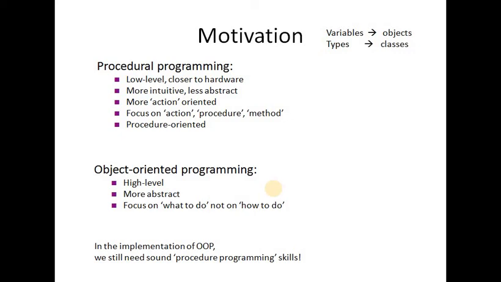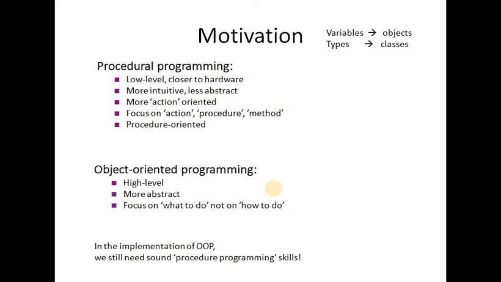What are the motivations behind procedural programming languages and object oriented programming languages, in terms of C and C++? In procedural programming, the language is low level and closer to hardware. Second, it is more intuitive and less abstract. Third, it is more action oriented. Fourth, it focuses on actions, procedures, and methods. And the last one is procedural orientation. So these are the actual motivations.